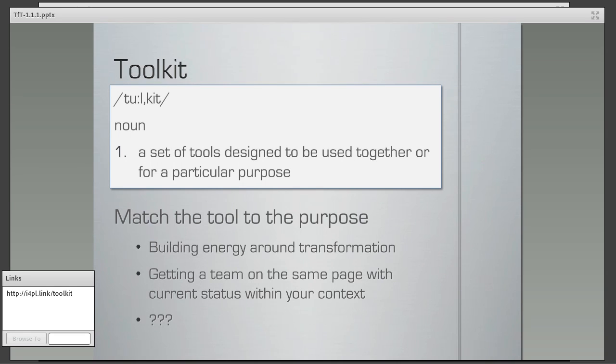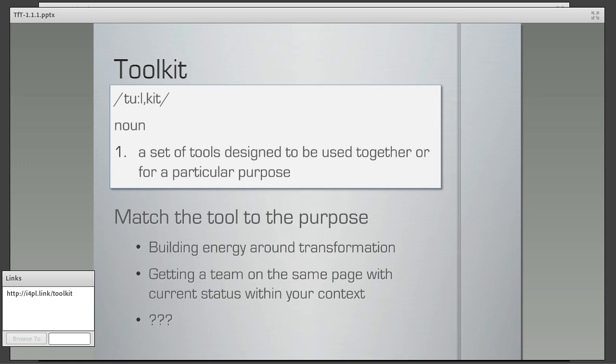Our toolkit is a set of tools designed to be used for individuals and teams in moving this transformational work forward. It's all designed for a particular purpose, the toolkit as a whole, as well as the individual tools within it. We really encourage you to identify where you are as a team, and then think about the tool that aligns with where you are to move you forward. So match the tool with a purpose.